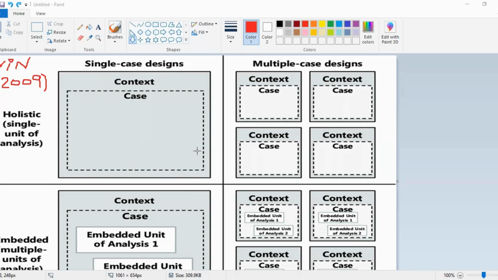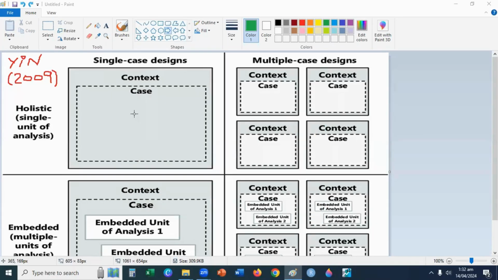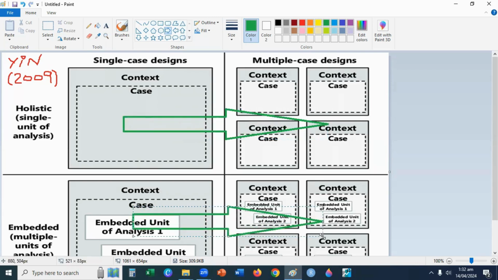If you see this matrix on the left vertically, it talks about the single case design. For example, intrinsic cases, instrumental cases, etc. And if you see on the right vertically, it talks about multiple case design. For example, collective cases. If you see this matrix horizontally, it talks about holistic and embedded case study design, whether it is single case or multiple cases.